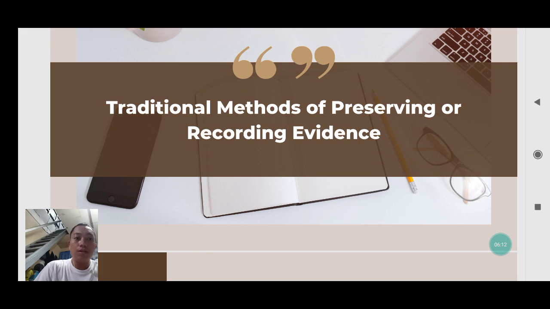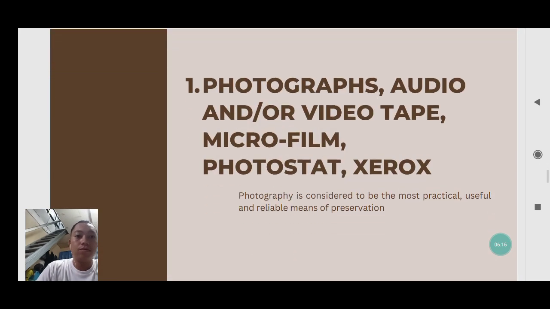Traditional methods of preserving or recording evidence: photographs, audio and/or videotape, microfilm, photostat, Xerox. Photography is considered to be the most practical, useful, and reliable means of preservation.